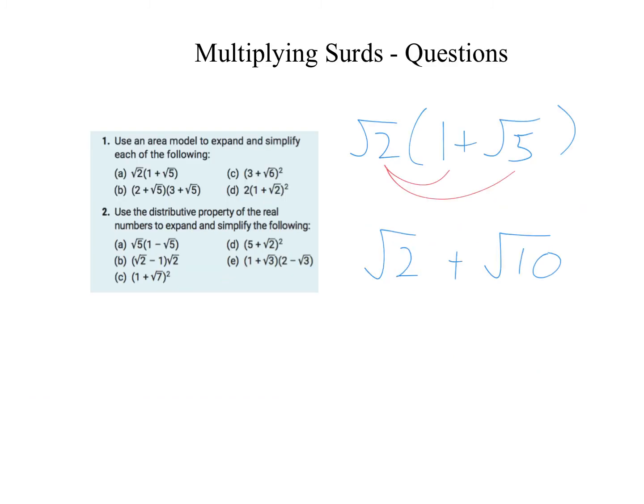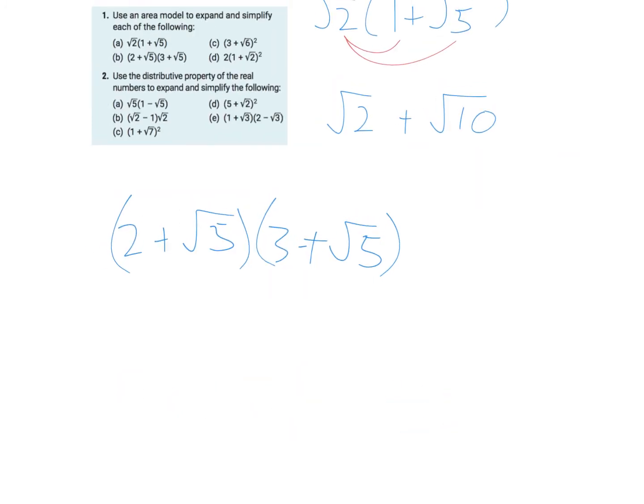Okay, if we look at the second question here, we have 2 plus square root of 5 times by 3 plus the square root of 5. So what we're going to do this time is split that first bracket up into 2. So we're going to have 2 plus the square root of 5.